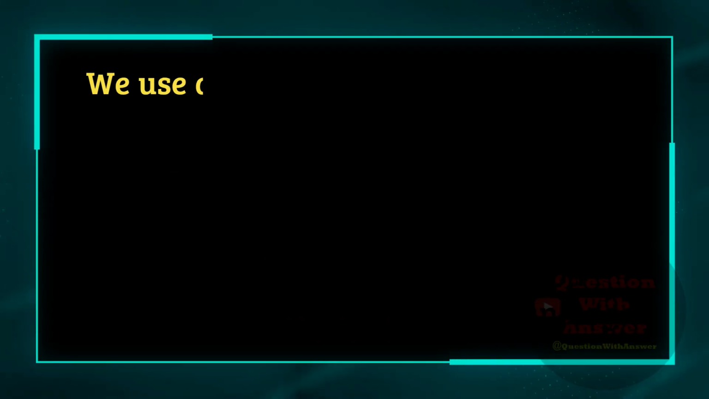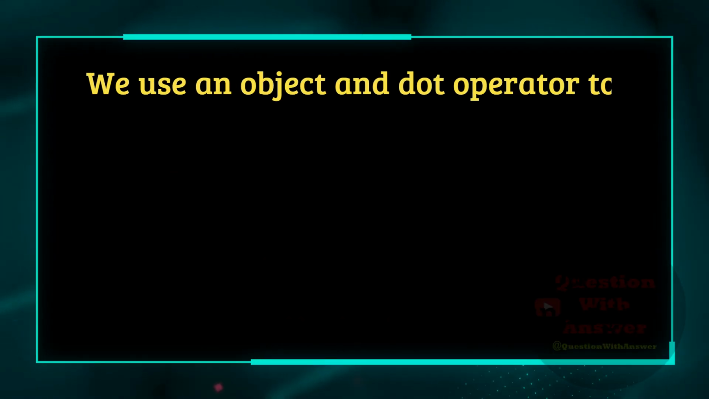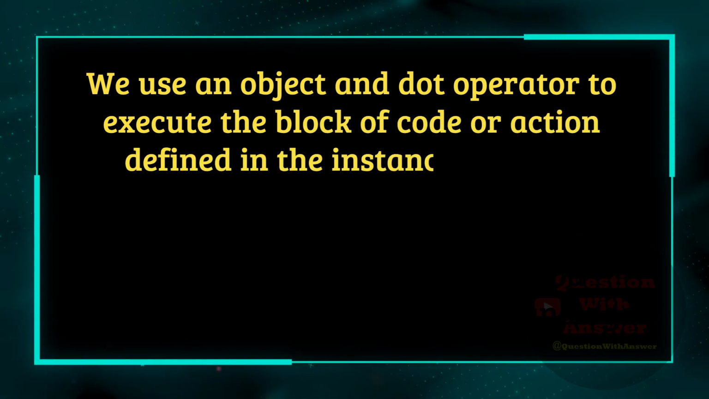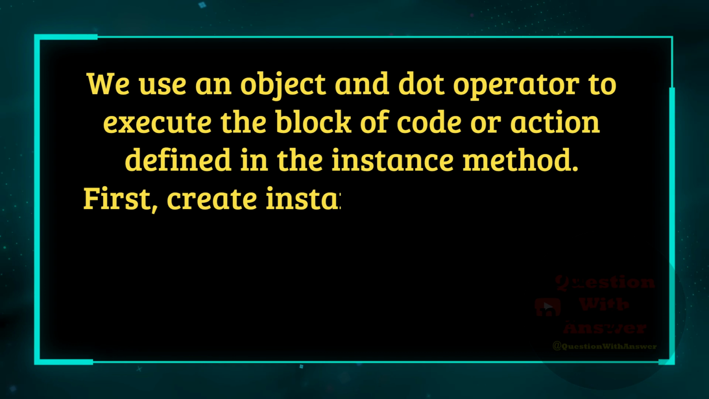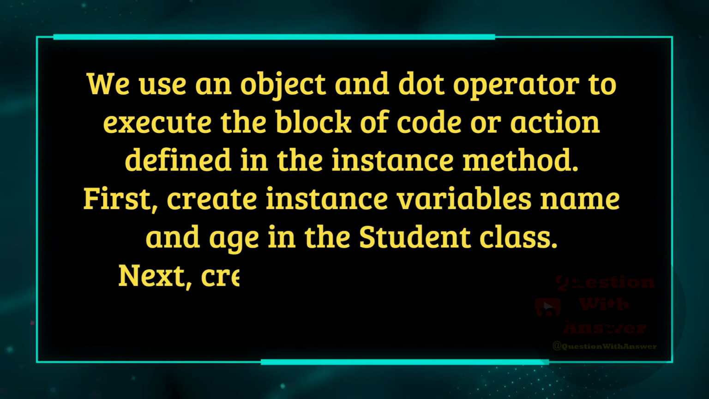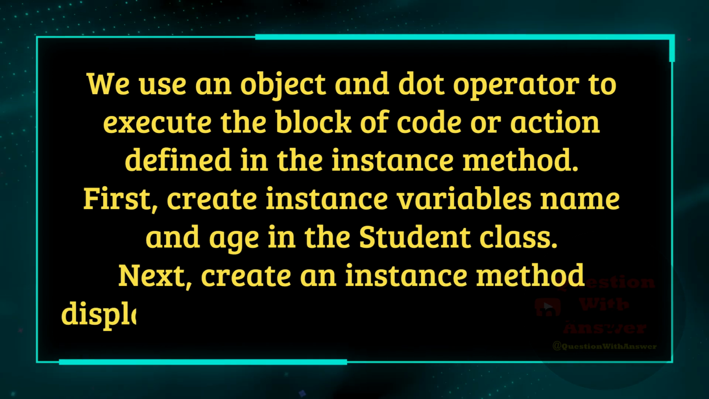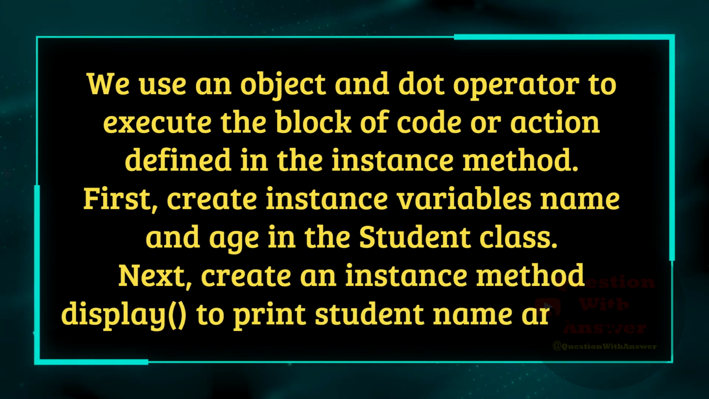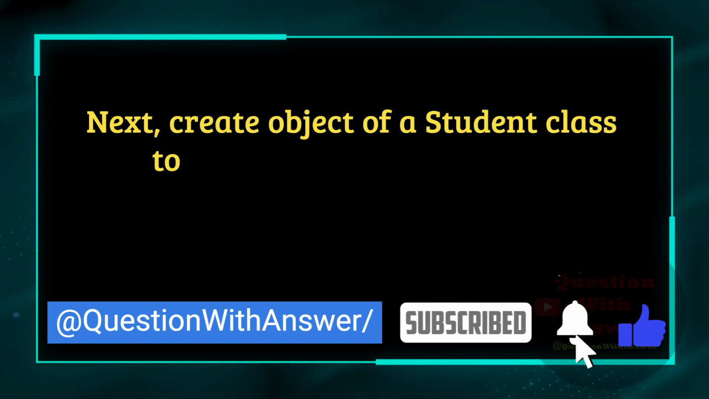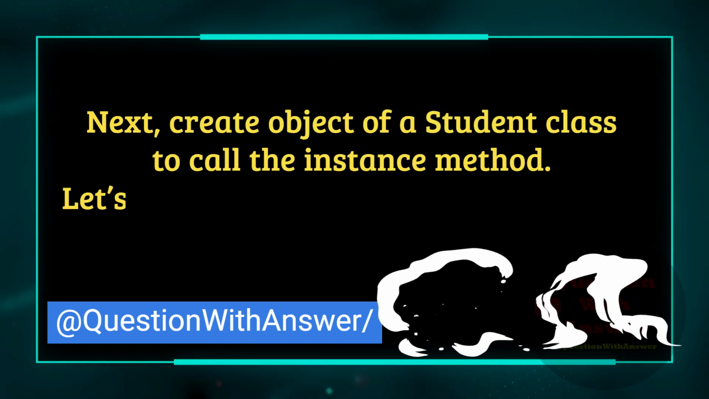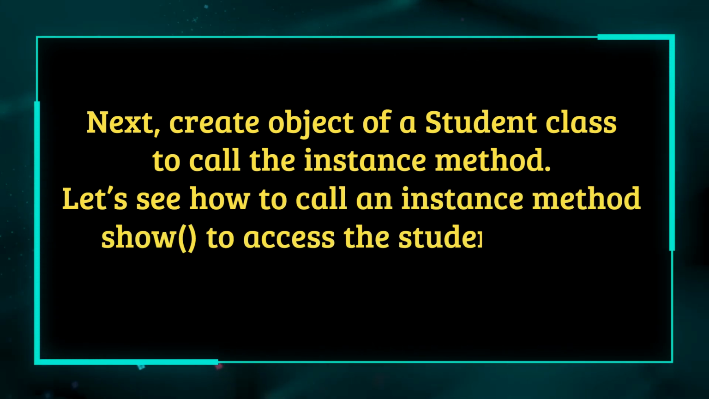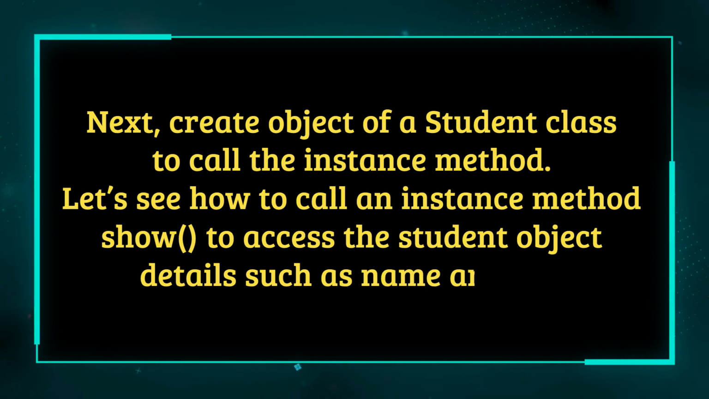We use an object and the dot operator to execute the block of code or action defined in the instance method. First, create instance variables name and age in the Student class. Next, create an instance method display to print the student name and age. Next, create an object of the Student class to call the instance method. Let's see how to call an instance method show to access the student object details such as name and age.